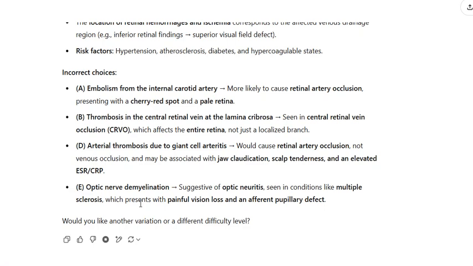D. Arterial thrombosis due to giant cell arteritis would cause retinal artery occlusion, not venous occlusion, and may be associated with jaw claudication, scalp tenderness, and an elevated ESR-CRP. E. Optic nerve demyelination, suggestive of optic neuritis, seen in conditions like multiple sclerosis, which presents with painful vision loss and an afferent pupillary defect.